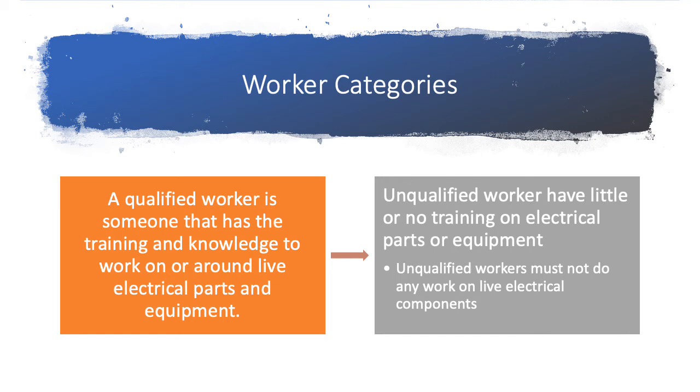So there's two worker categories when dealing with electrical safety. The first one is a qualified worker. This is someone who's been trained, typically through the NEC code, and been qualified to perform electrical work, whether it's wiring things, installing electrical equipment, or repairing electrical components. An unqualified person may have a lot of knowledge, but if they haven't gone through the process and been verified of their knowledge, then it's pretty much useless.